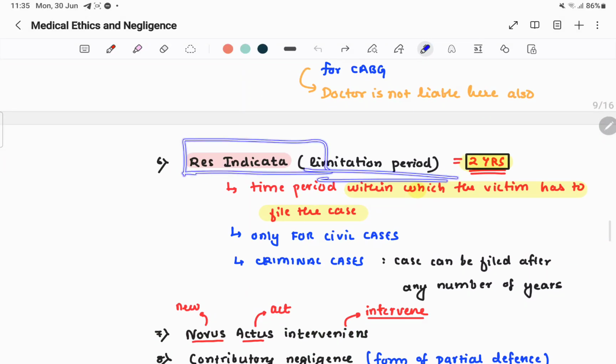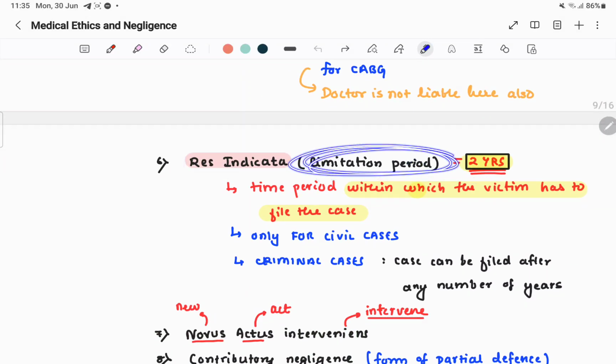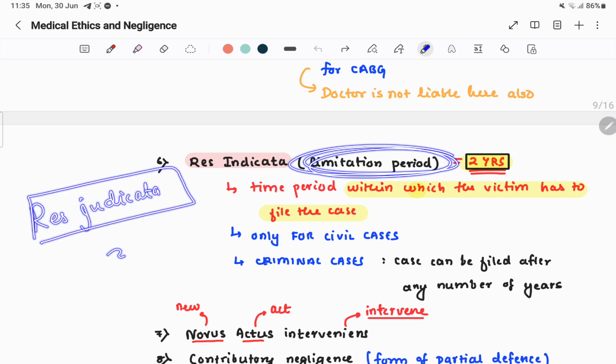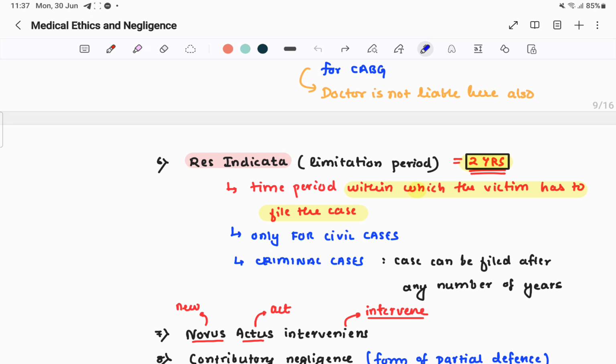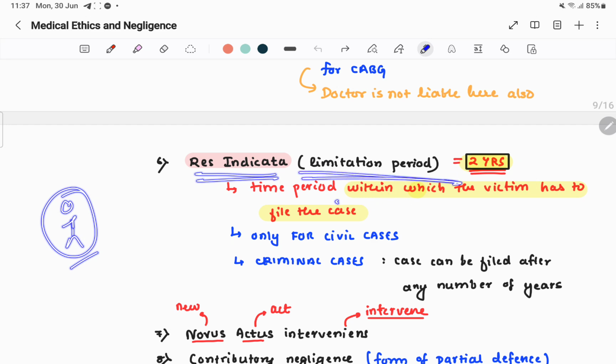Res indicata, what is res indicata? This is a limitation period. I told you first res judicata. Res judicata was the condition in which for the same offense, same fact, same evidence, a doctor cannot be tried, right? So res judicata, for the same offense you cannot be tried twice. In res indicata, this is a limitation period, the time period within which the victim has to file the case.